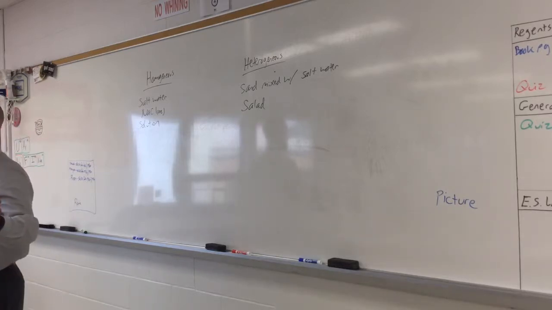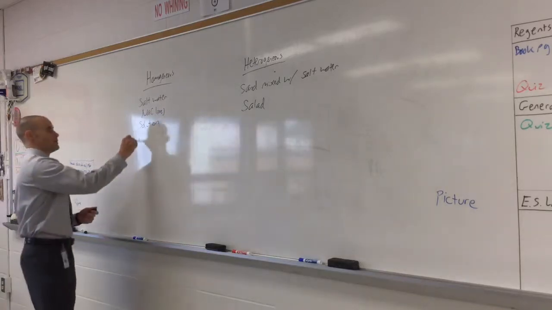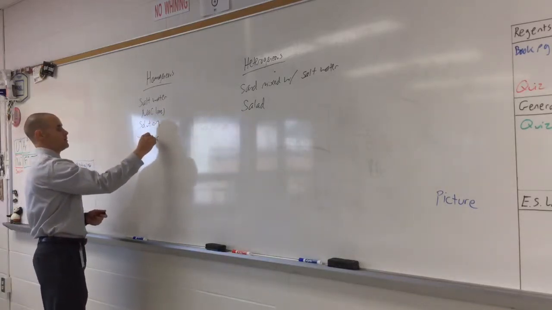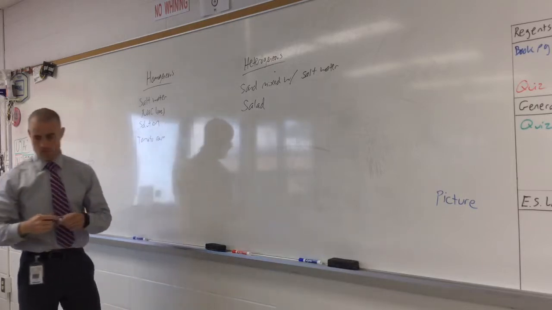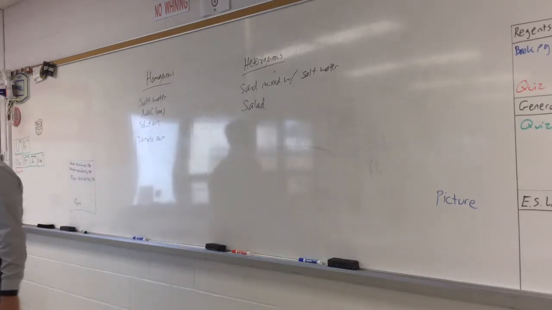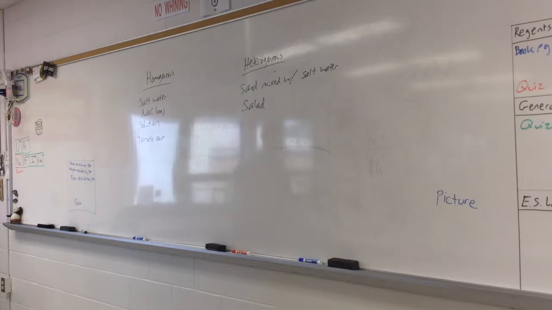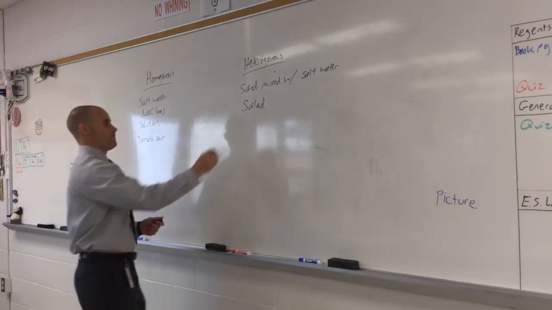Throw them out there. What? Soup. What kind? Tomato. Good. Which one is that? Yeah, tomato soup would be homogeneous, right? Tomato soup. What do you got? Pizza. Yeah, pizza's over here.